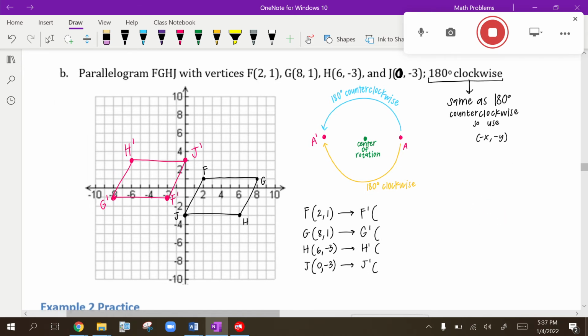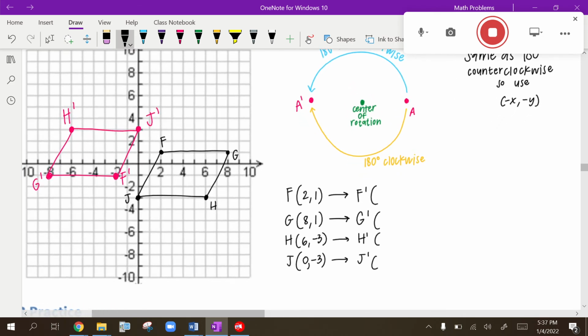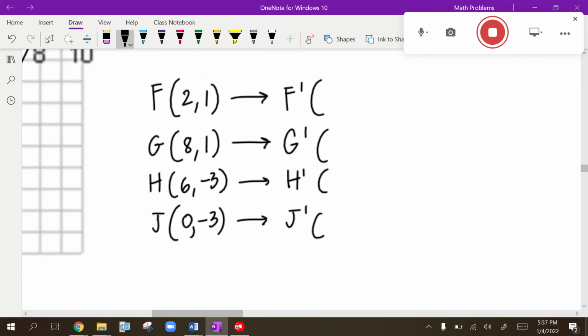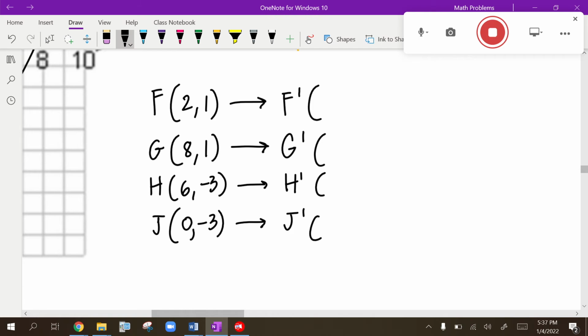Okay, so we know that we're rotating 180 clockwise. So we'll use the rule -x comma -y. What this means is we take every x value times -1 and every y value multiplied by -1. So for the image of F, we first take x times -1, gives us -2, and -1 times 1 is -1. Next, for G, we take the x and the y both multiplied by -1, gives us -8, -1.